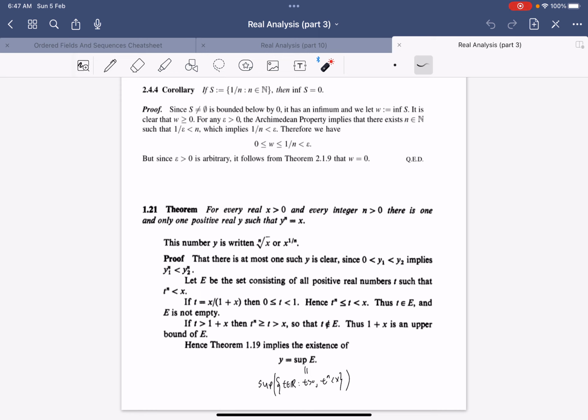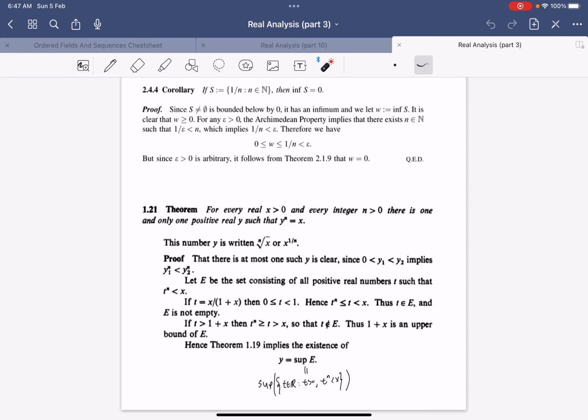So it is clear that there is at most one y, but why there would exist a y is what we are trying to answer. It is clear there is at most one, because if there exist two y's, one must be greater than the other, and if you raise it to the power n, y2 to the n must still be greater than y1 to the n. And so if they are equal, then they must be the same. y1 must equal y2.